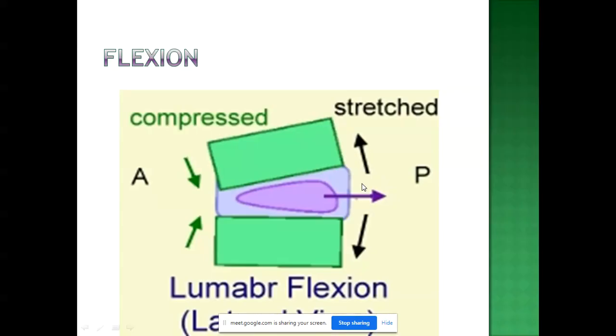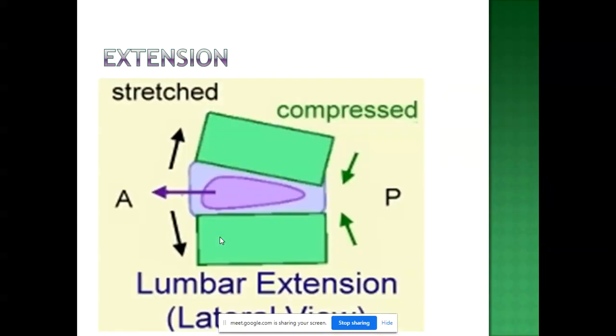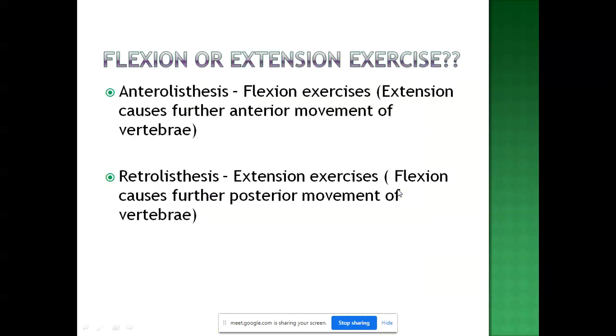So now here is the normal biomechanics. What is happening during flexion and extension? During flexion of the spine, this is the anterior aspect, this is the posterior aspect. So the anterior aspect will be compressed, the posterior aspect will be stretched. So this is what happens in the lumbar spine. Next you can see extension. What is happening in the extension? We can see this is the anterior aspect, this is the posterior aspect. So anterior structures will get stretched and posterior structures will get compressed. So this is what is happening in the extension.